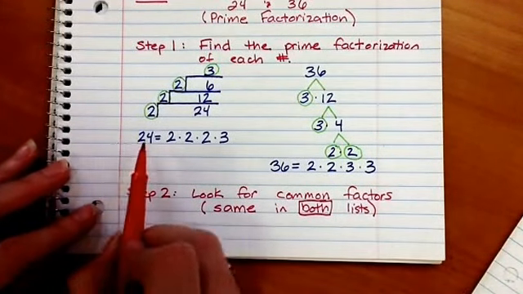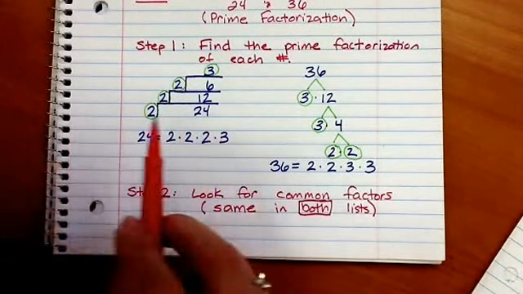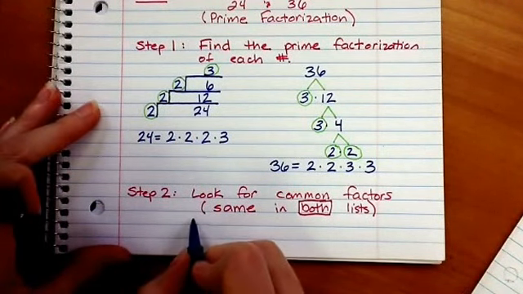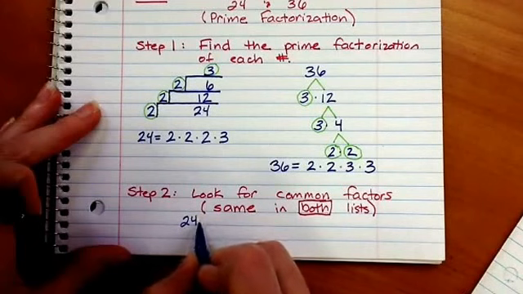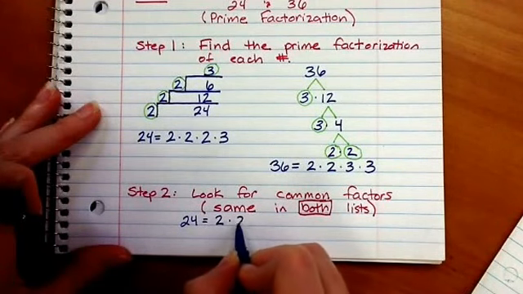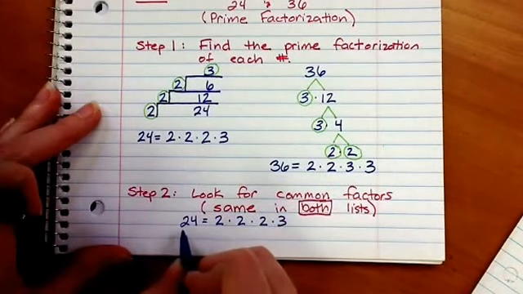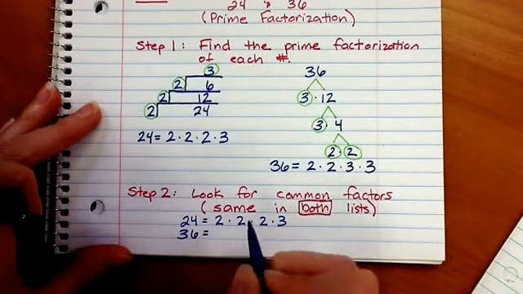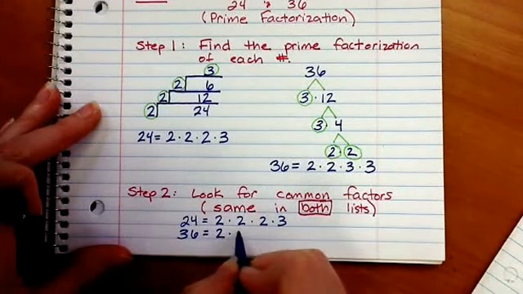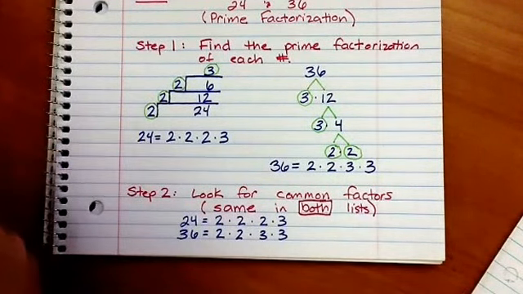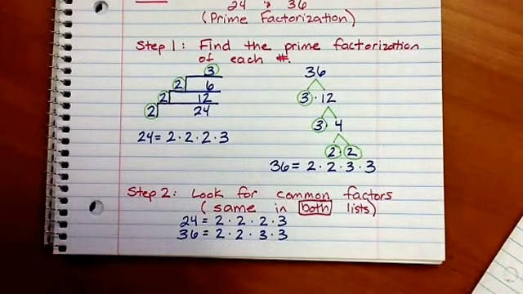So I would take my first equation, which is 24 equals 2 times 2 times 2 times 3, and then I'll take my second equation, 36 equals 2 times 2 times 3 times 3. And now I'm going to only box the numbers that are the same in both equations.